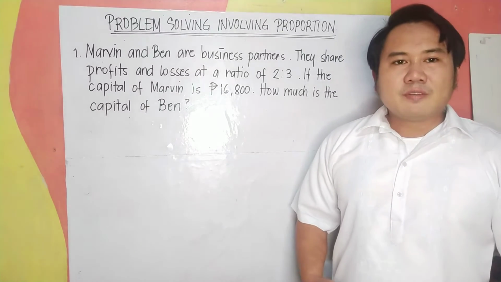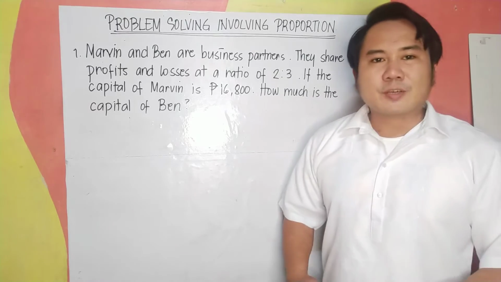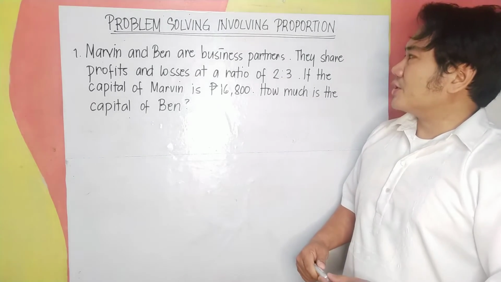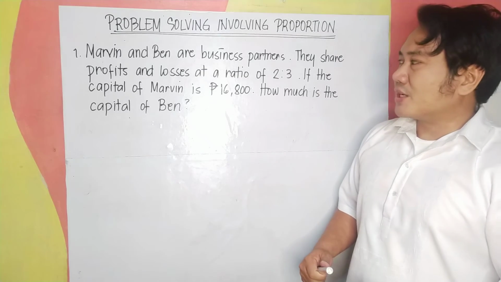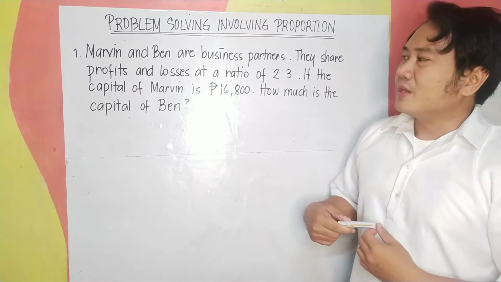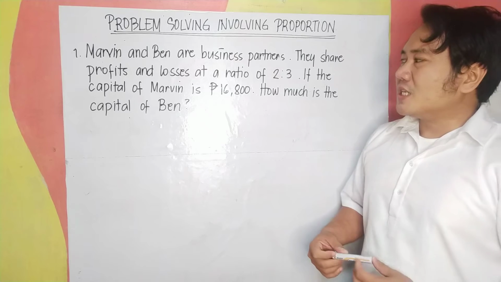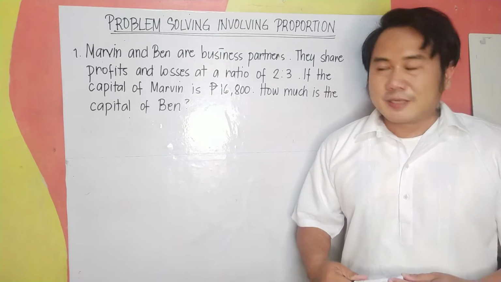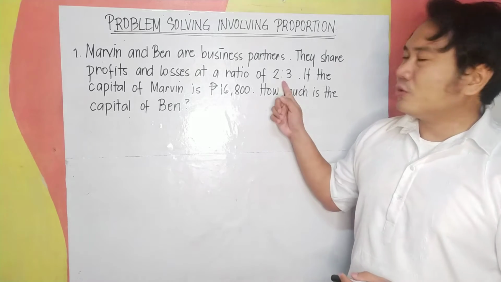Problem solving involving proportion. Let us answer this question. Number 1, Marvin and Ben are business partners. They share profits and losses at a ratio of 2 to 3. If the capital of Marvin is 16,800, how much is the capital of Ben? Okay? In this problem, 2 to 3 is given.